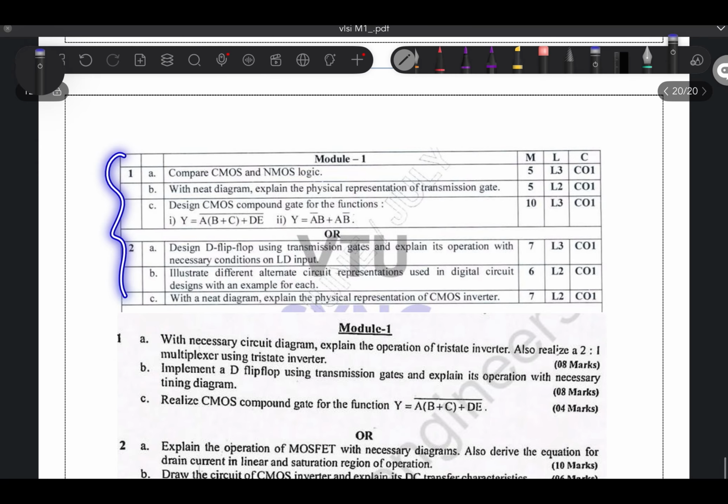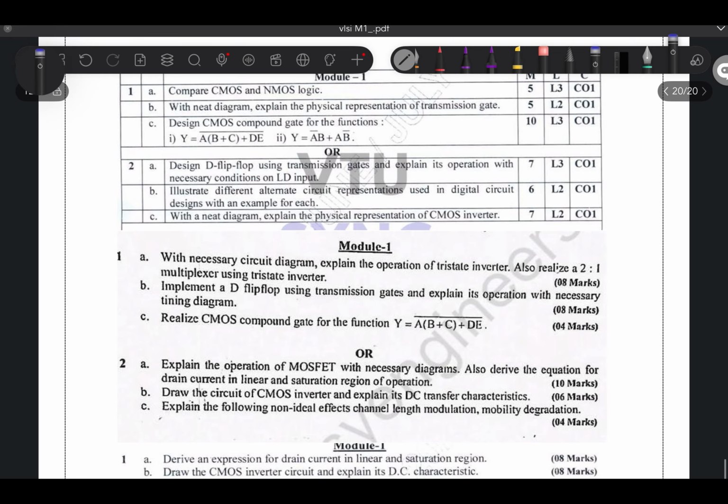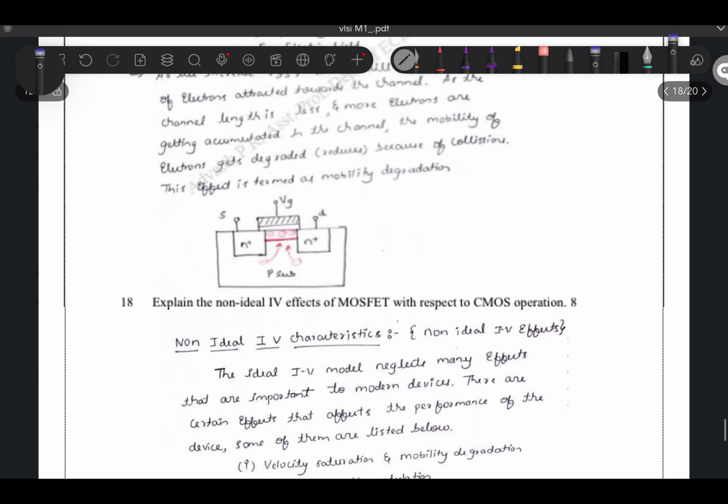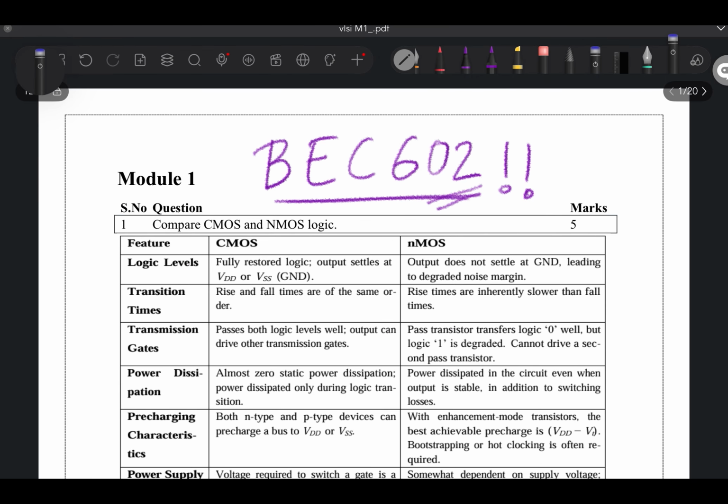This is our paper which we attempted. Then these are some previous years. So let's begin the video. Here comes the first question. What is the comparison between CMOS and NMOS?